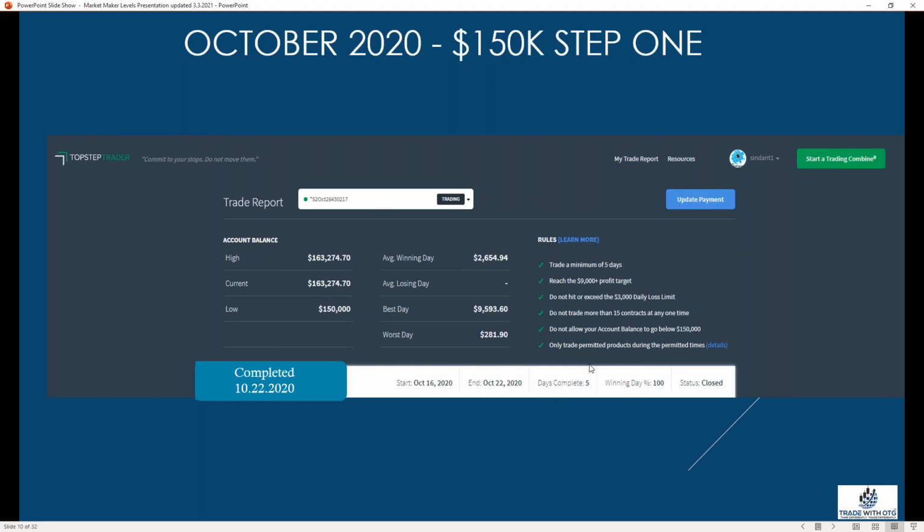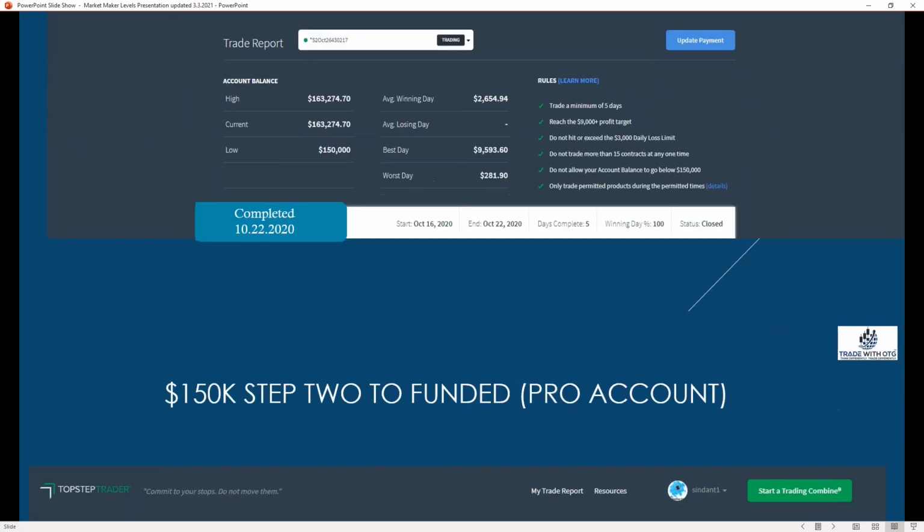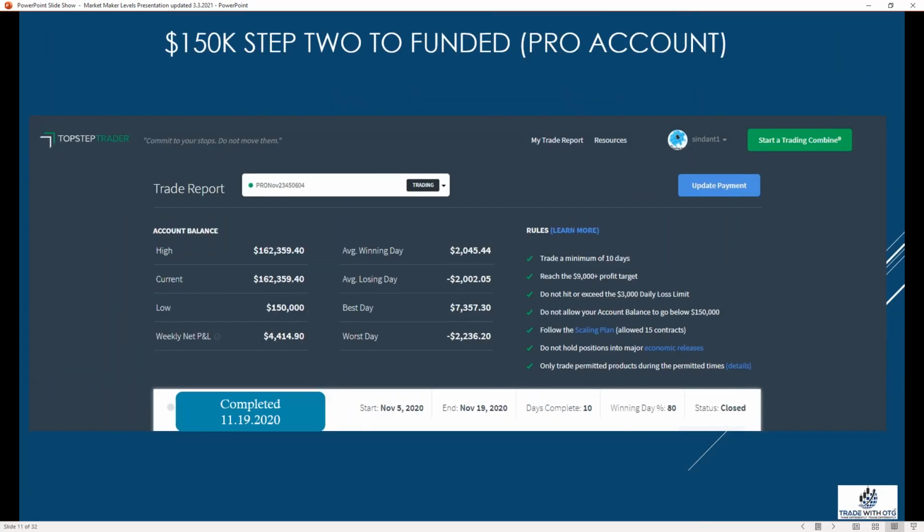Again, the minimum number of days to complete, which you see down here, was 5. We did this in 5. There was a profit objective here reached of $13,274 to get through step 1. Now, we also took that same account from step 2 to funded account with a profit achieved of $12,359 over the course of 10 trading days.